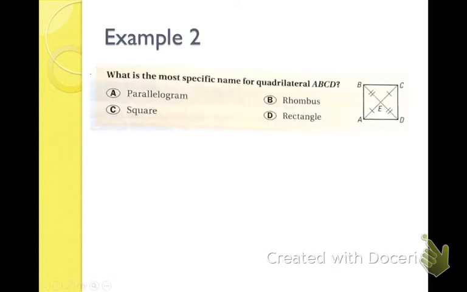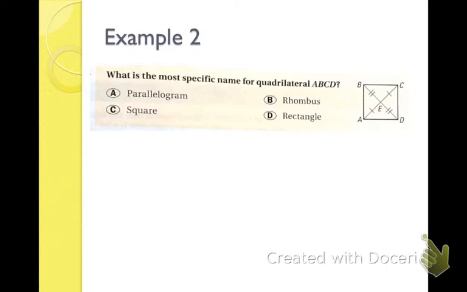Example 2. What is the most specific name for this quadrilateral? So what do we know about this quadrilateral from the markings? What is it telling us? Taylor. What'd you say, Brandon? The diagonals bisect. The diagonals bisect each other. So what could this be? Just from that information, what could it be?